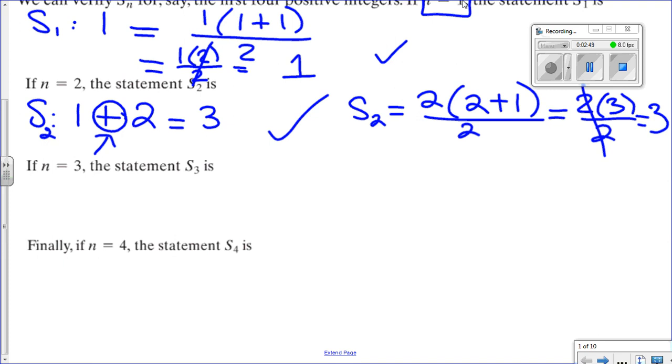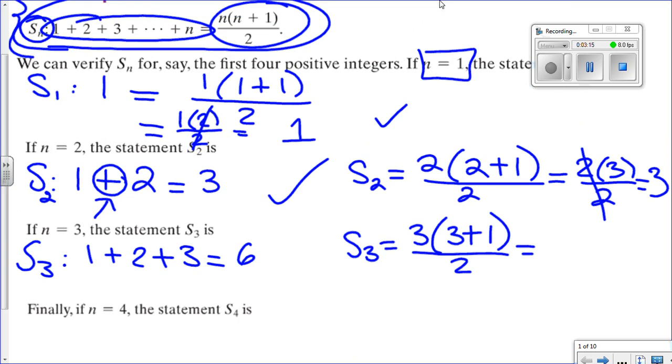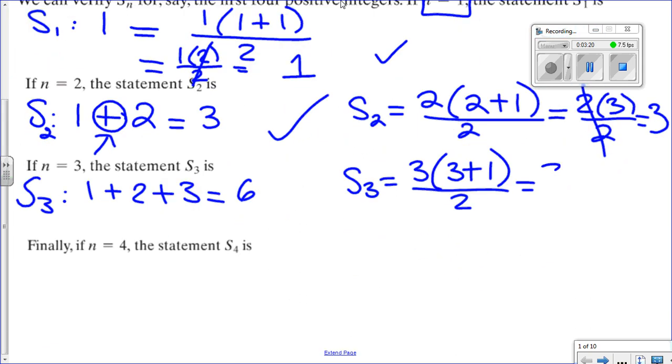All right, now for n equals 3, so we're going to prove if s sub 3 works. So we will take 1 plus 2 plus 3, and we know that that is equal to 6. Now let's see if it is true using the formula. So s sub 3 will equal 3 times 3 plus 1 divided by 2. Do you guys know where I'm getting this? If you're not so sure, I'm looking at this formula here. So let's go back to the example, and this will be 3 times 4 divided by 2. So that will be 3 times 4 is 12 divided by 2, that is equal to 6. So yes, the statement is true.